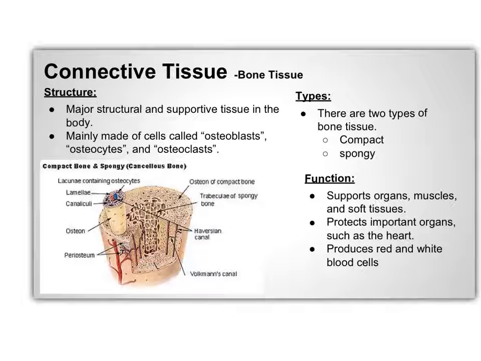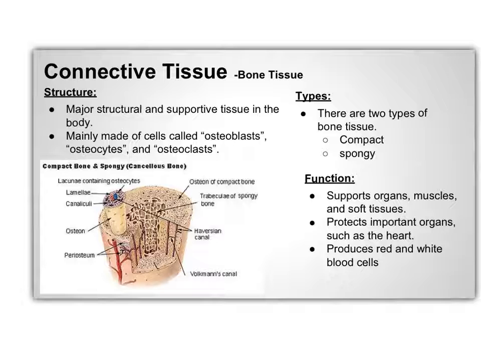The bone tissue is a kind of connective tissue. Bone tissue is a major structural and supportive tissue in the body. Bone tissues are mainly made of cells called osteoblasts, osteocytes, and osteoclasts. There are two different types of bone tissue. One is compact and the other is spongy.